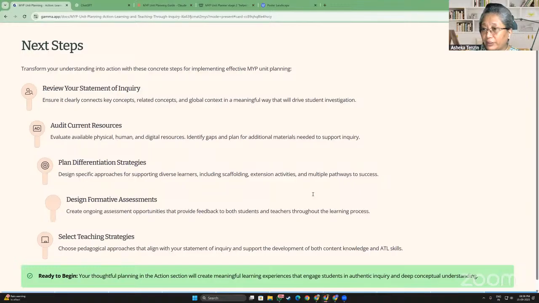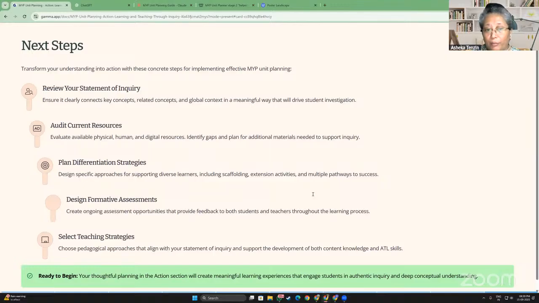Plan differentiation strategies. If you do not know about differentiation, it is a good idea to attend workshops. In fact, I paid 1.5 lakhs in 2015 to attend a workshop on differentiation by Carol Tomlinson. So I invested in it. That's why most people know what differentiation is and why you need to do it, but they don't know how to do it. I know how to do it, because I invested in it and I learned it.